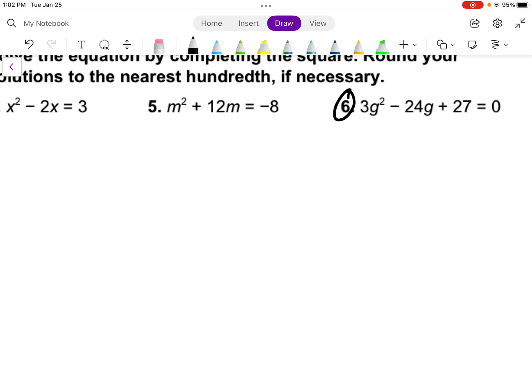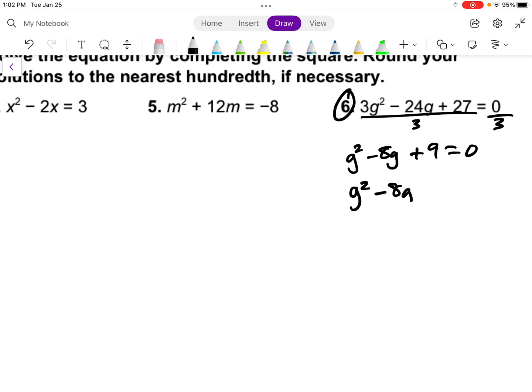All right, so the first thing, you can't have the 3 there. So the first thing we're going to do is divide by 3. I have to divide that side by 3. So over here I get g squared minus 24 divided by 3 is 8, plus 27 divided by 3 is 9, and 0 divided by 3 is still 0. I want the 9 out of the way, so I'm going to move it over. g squared minus 8g plus something equals negative 9.